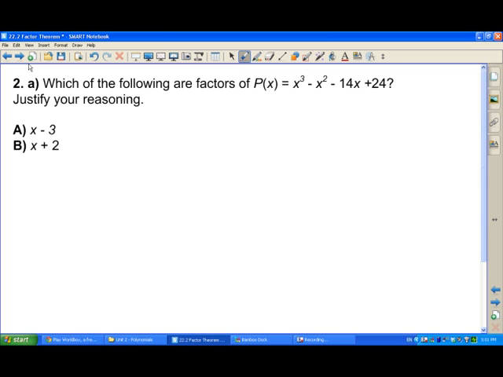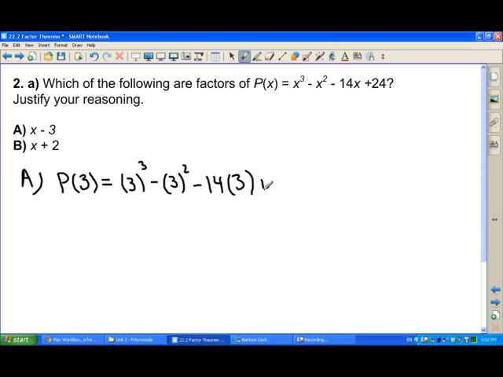So one more example in this online video lesson. We want to know, without dividing, which of the following are factors of the polynomial p of x: x minus 3 or x plus 2. So to solve part A, I would sub into my polynomial the value 3. So I'm subbing that in for every x value. I get 27 minus 9 minus 42 plus 24. And I can plug that into my calculator and I get an answer of 0.